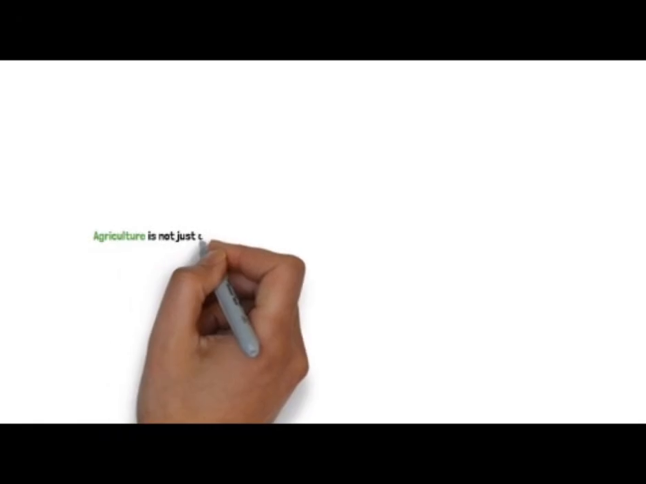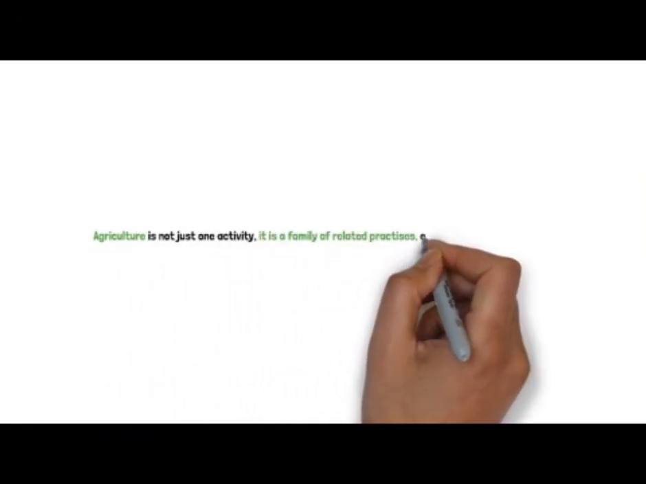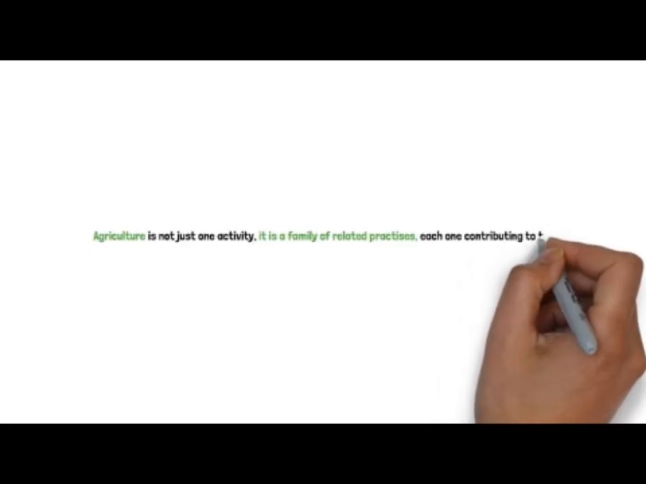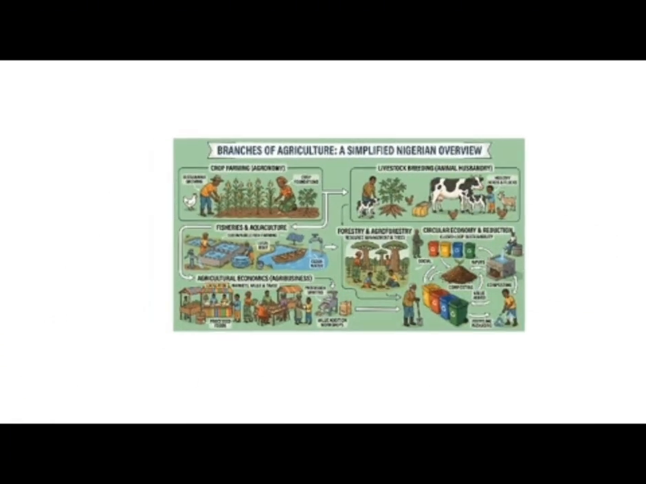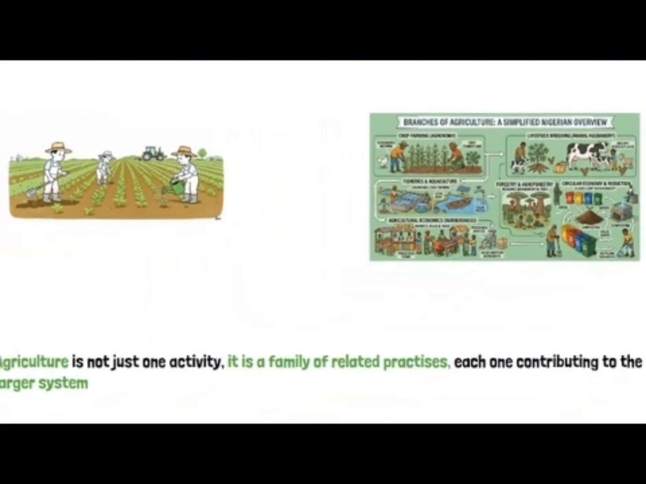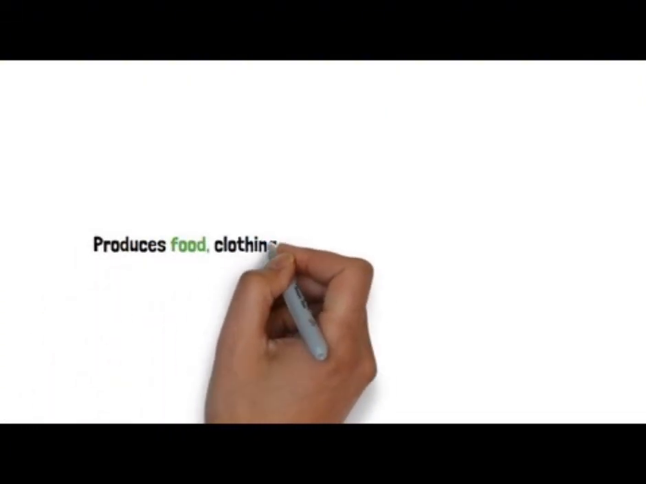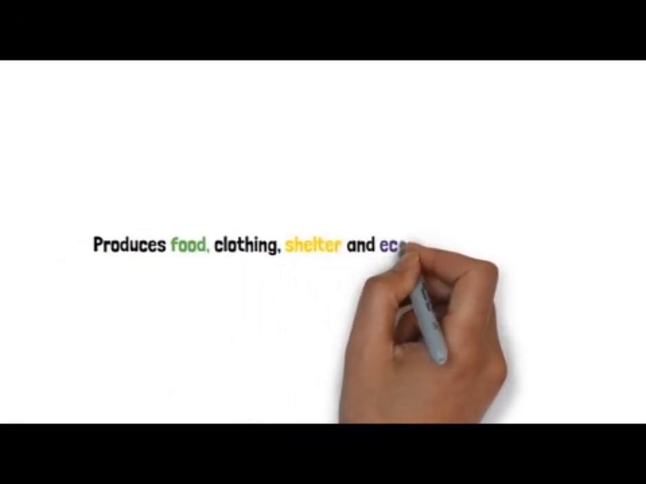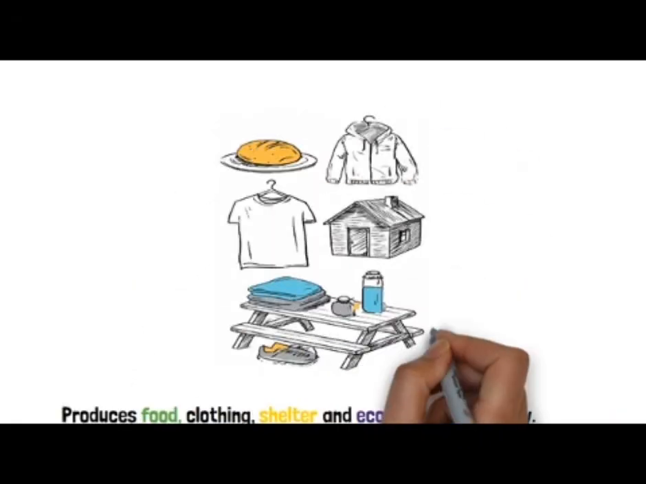Agriculture is not just one activity. It is a family of related practices, each one contributing to the larger system that produces food, clothing, shelter, and economic opportunity. Think of today's session as a guided tour through that landscape.